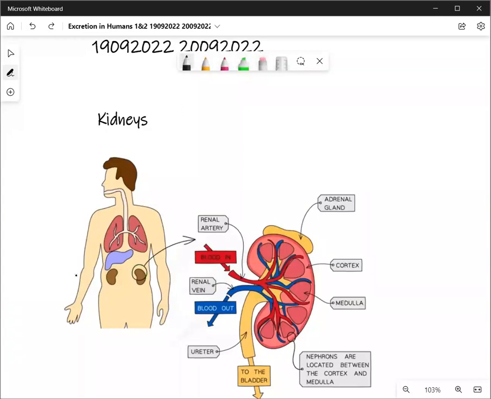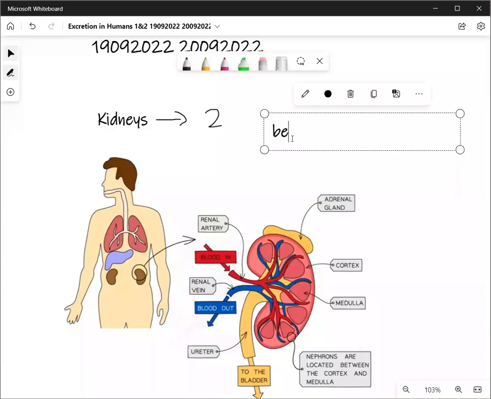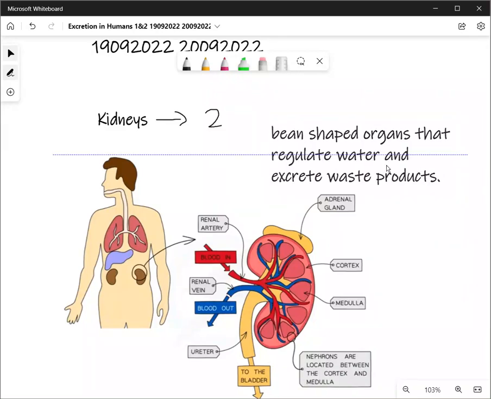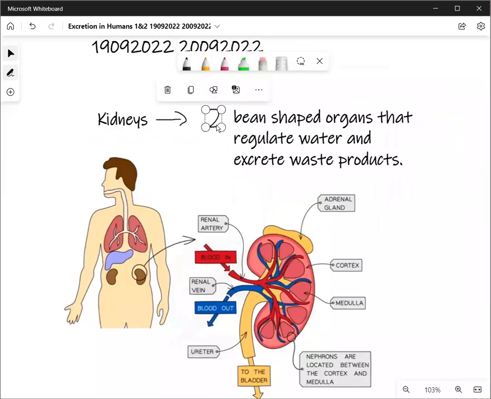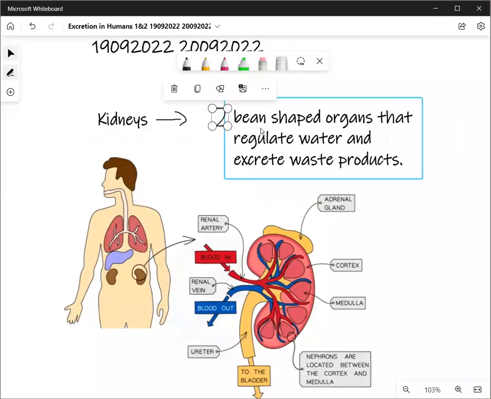It's important that we realize that there are two kidneys in our body, right? Two of them. And what are they? Two bean-shaped organs that regulate water and excrete waste products. That's what their job is. Their job is to regulate the water in our body, how much water we have, and to excrete the excess or excrete the waste products.